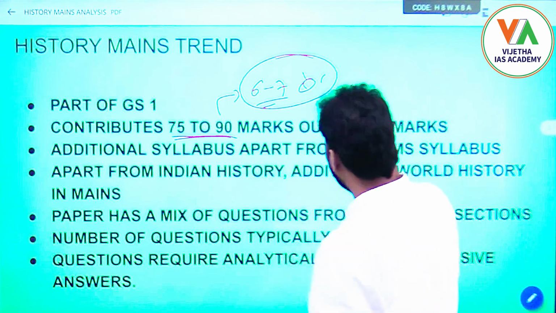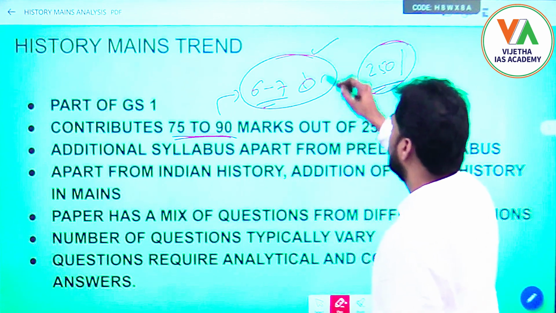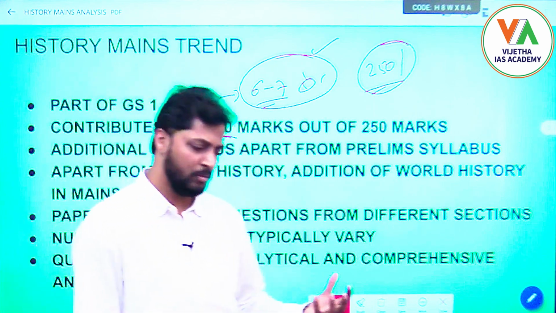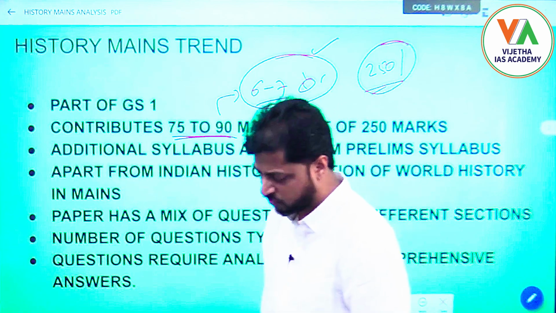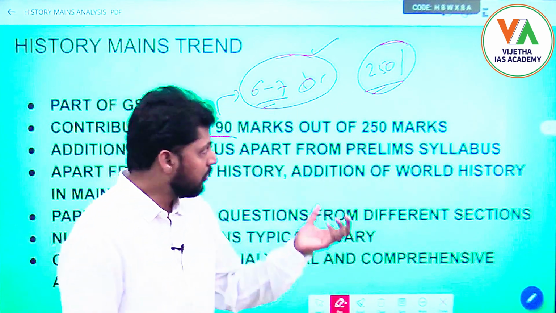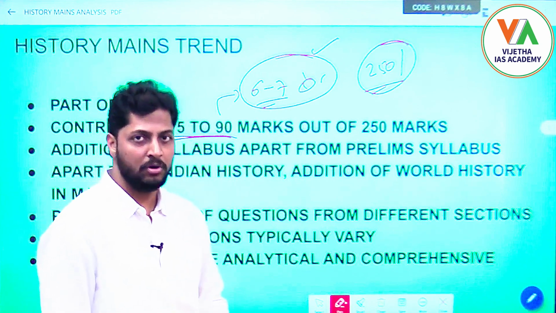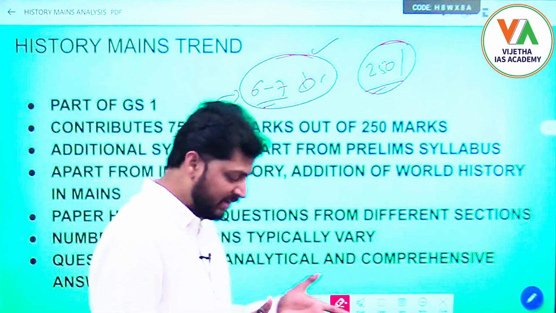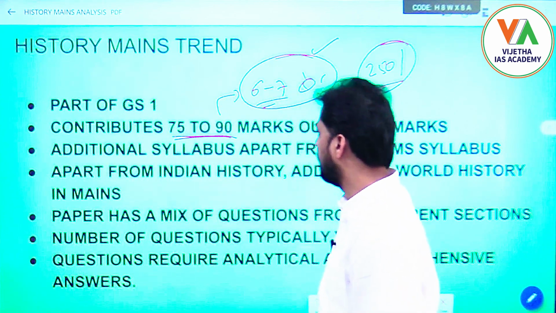Most probably there will be 3 10-markers and 3 15-markers, which makes 75 marks, or sometimes it may go to 90 marks as well, with 3 10-markers and 4 15-markers, right. So, that itself depicts the importance of history in GS1, right.